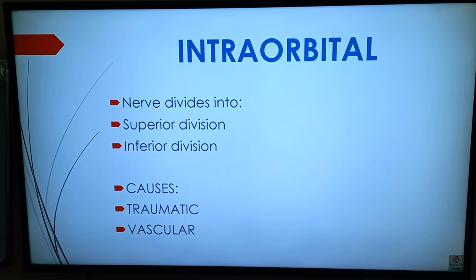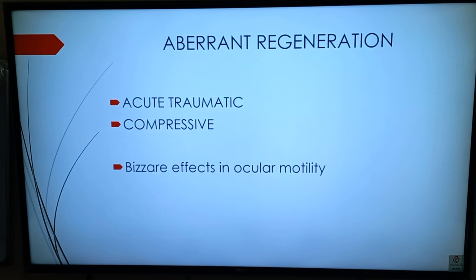Then next comes intraorbital. On entering the orbit, the nerve divides into superior and inferior divisions. Traumatic causes and vascular causes are more common here. Then after damage, obviously we have to see if it's regenerating. So aberrant regeneration occurs, but only in causes of trauma and compression. In ischemic causes, no regeneration is seen. And after regeneration, the regeneration can be bizarre, so bizarre effects come in ocular motility.